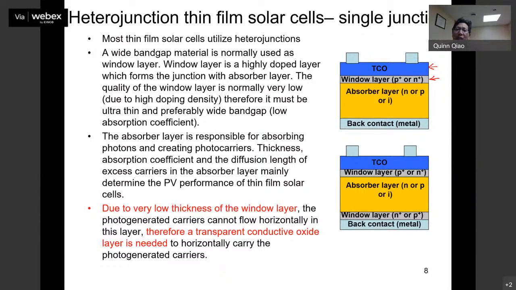Basically, you put TCO there, and then underneath that, you can either use a window layer or the emitter layer, that can be P plus or N plus, and then under that, you typically have this N P or I layer, right? Then that's how you make this solar cell work, right? Then sometimes people also, for the back contact, add a window layer as well, right? That depends on what you need.